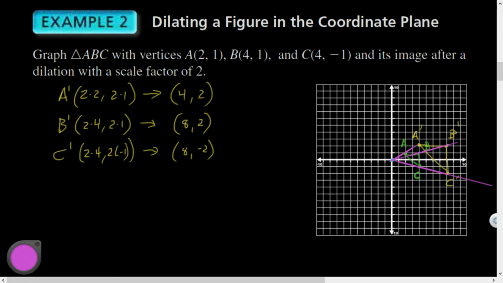And then let me ask you a question. We talked about this with Geometer's Sketchpad earlier. In terms of area, what multiple larger is A prime B prime C prime? It is 4 times larger in terms of area. It is only 2 times larger in terms of its linear dimensions. Interesting stuff. We'll talk about that in future geometry.